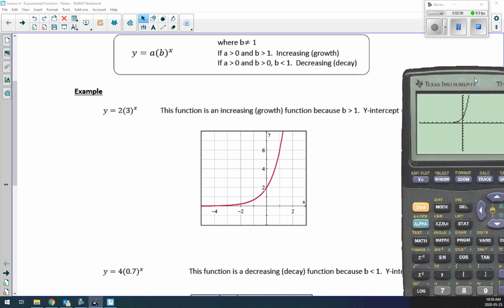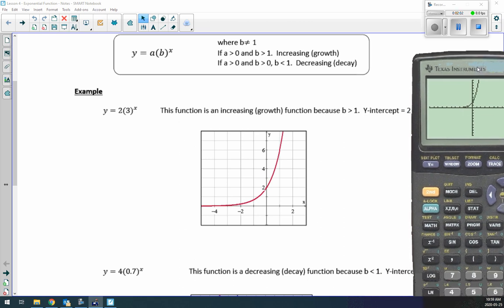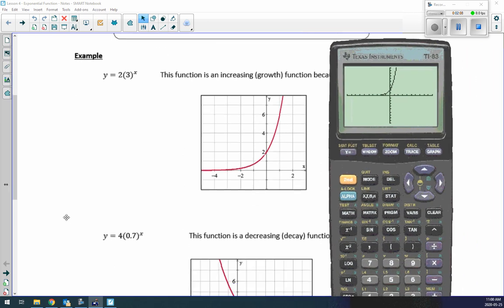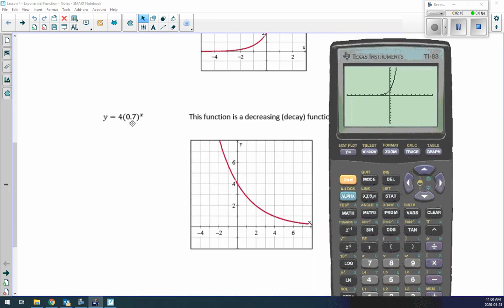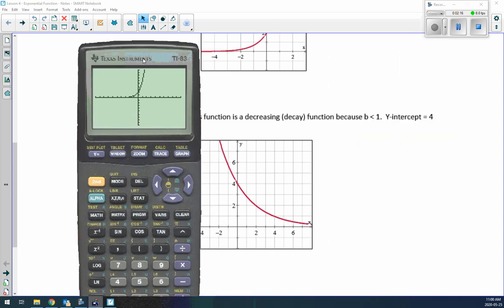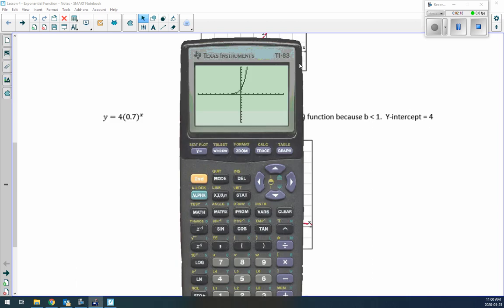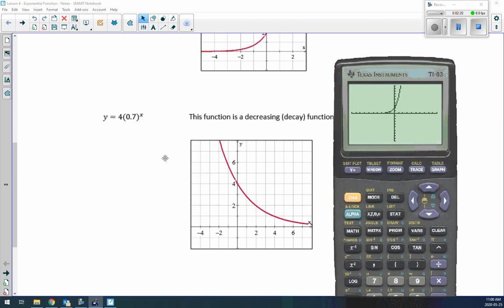Okay, and it tells us a couple things. The y-intercept is 2. You can see that. Oh, that's kind of interesting there. Make sure you remember that. So let's look at the next one down here. y equals 4 times 0.7 to the power x. So this is decreasing because that's less than 1 and greater than 0. And you can see that. And the y-intercept is 4. Oh, that might have something to do with it.